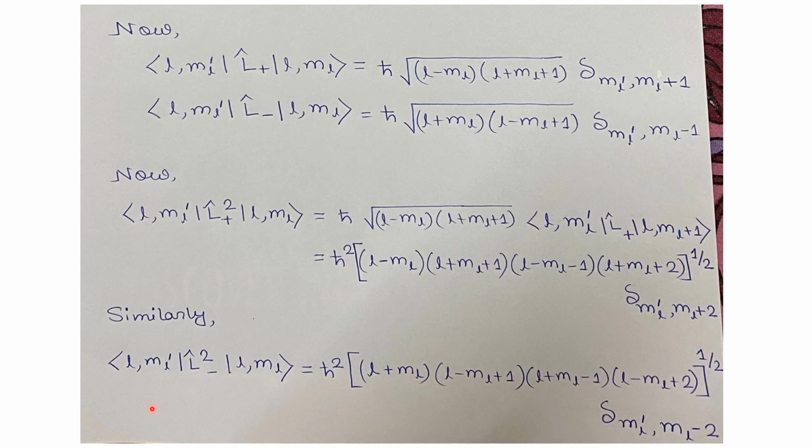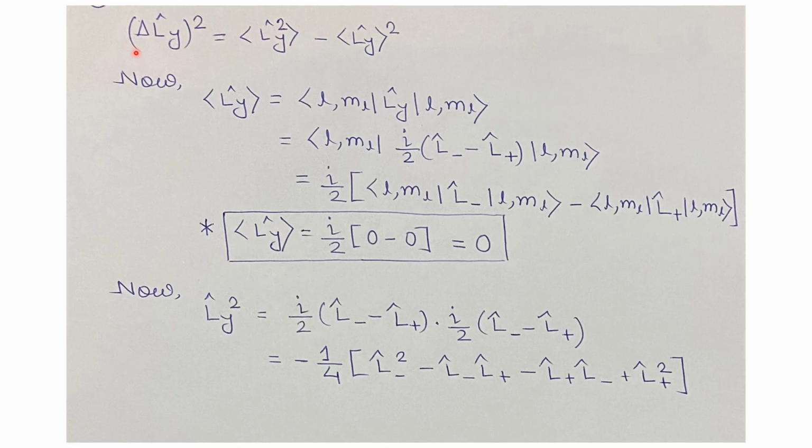Similarly, we can find this matrix element, that is ⟨L, ml'| and |L, ml⟩, where the L minus operator squared is sandwiched between these two states. So it will give ħ² times (L + ml) times (L − ml + 1) times (L + ml − 1) times (L − ml + 2) whole to the power half times this delta function, that is δ(ml', ml − 2). So it will be non-zero when ml' equals ml − 2.